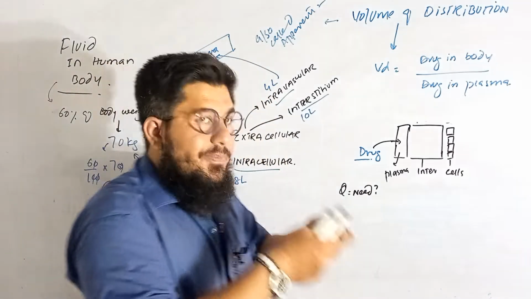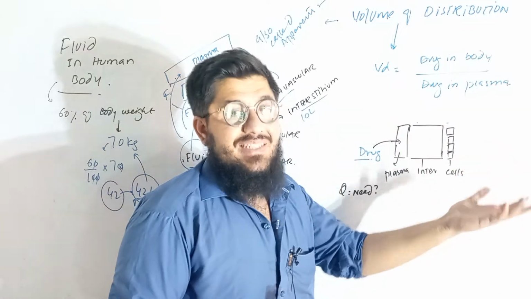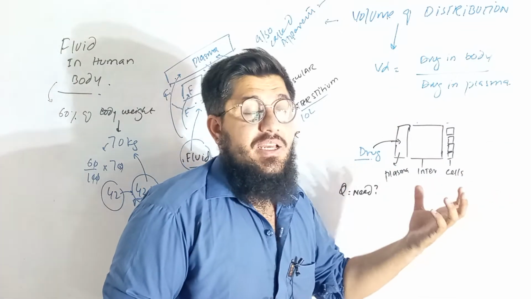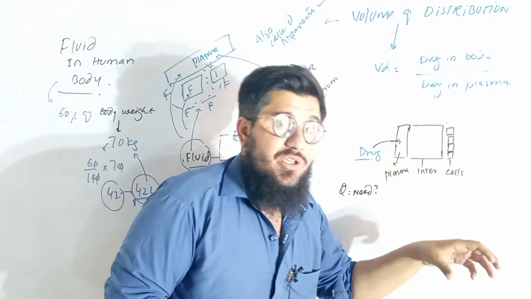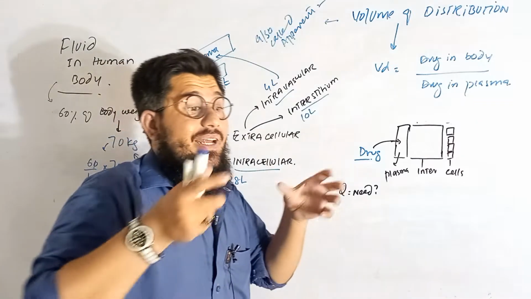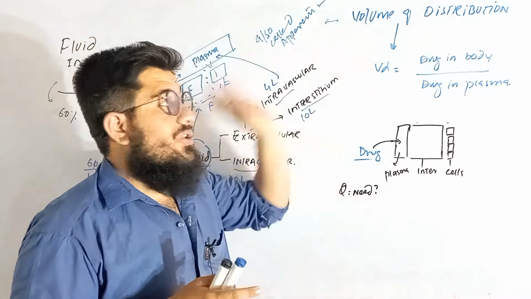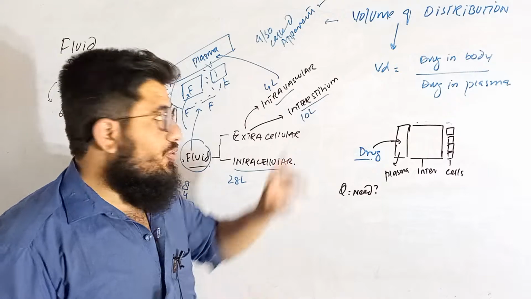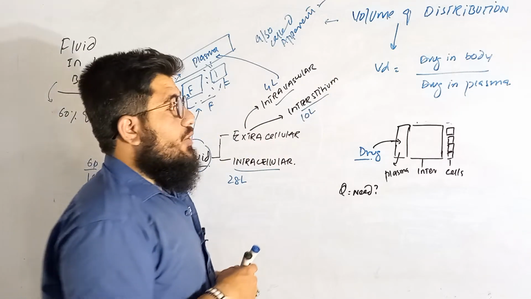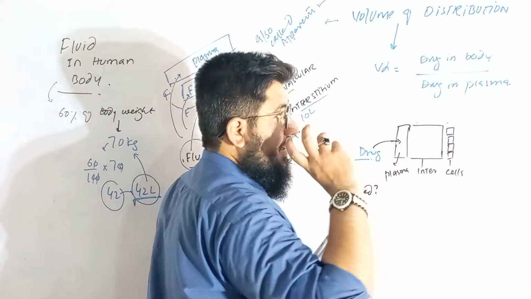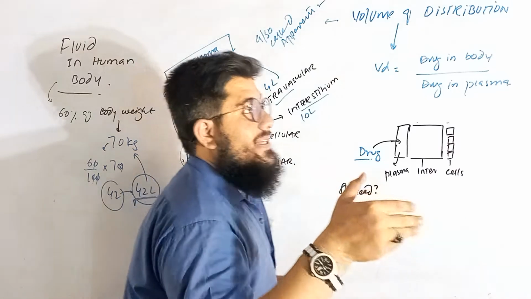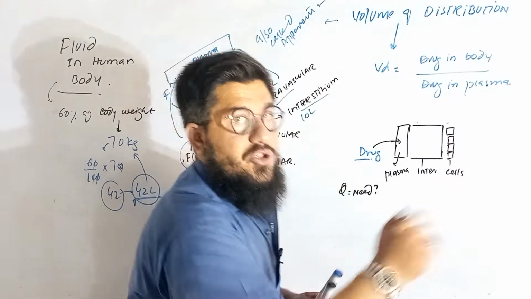It means whether the drug is in the plasma, in the interstitium, or in the cells. So how will I know this? In order to get the answer to this question, where is my drug now in the body, we will go through this formula, volume of distribution. This is helping us get the answer as to where the drug that I've given to my patients has actually diffused.